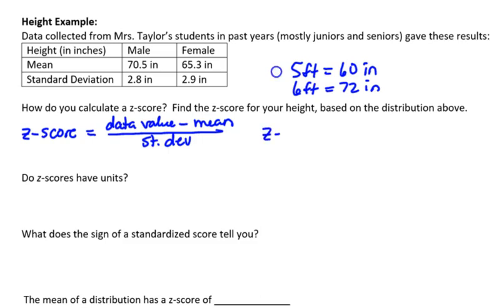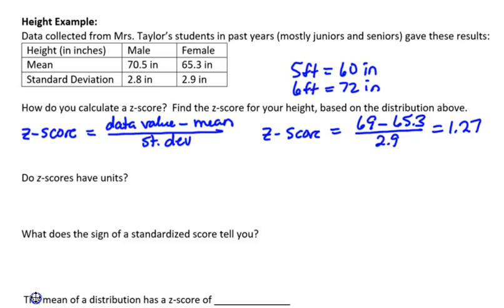So my z-score would look like this: 69 minus the mean for the females, 65.3, divided by 2.9. I'm going to pause a minute and calculate. My z-score is 1.27. How would I interpret that?